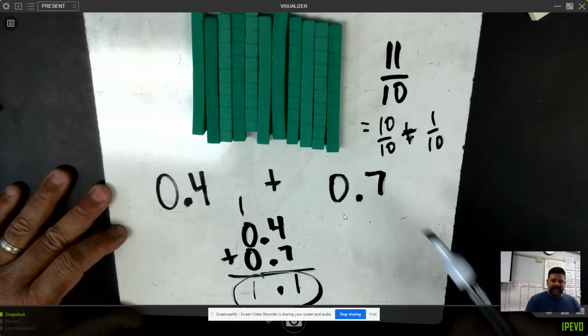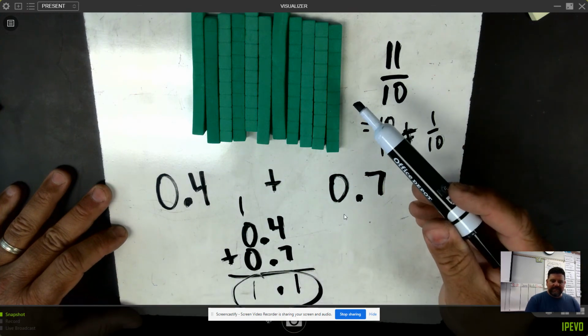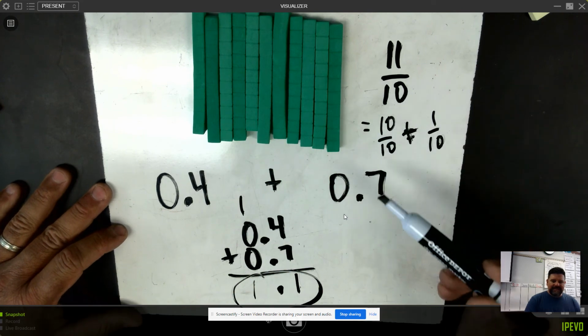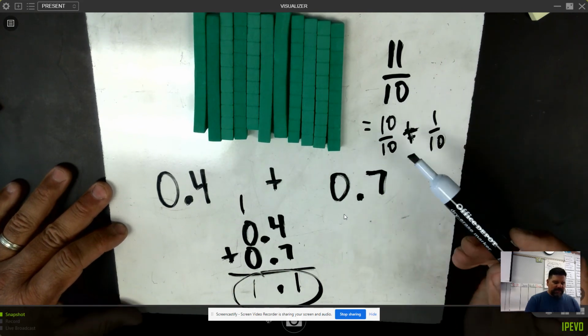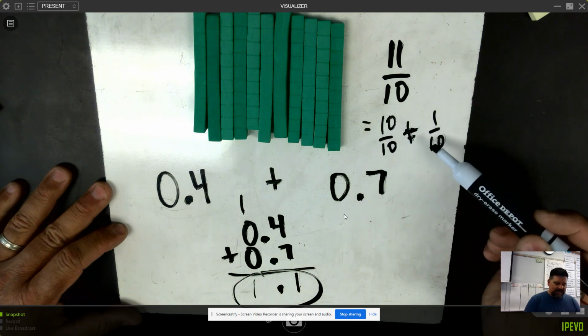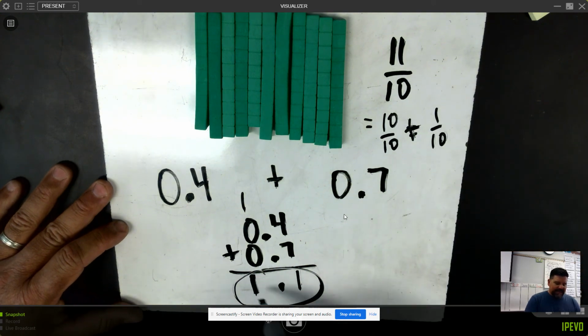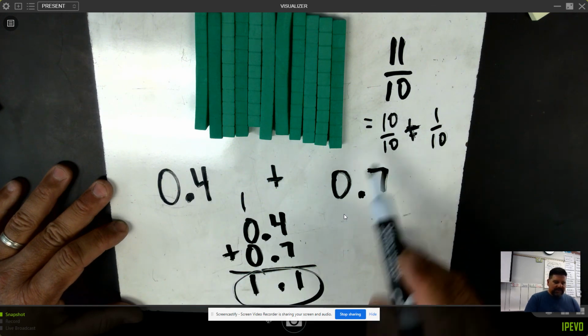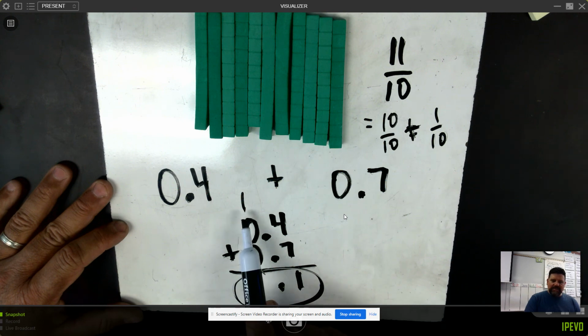When we're adding decimals, we can use pattern blocks. And when we use those pattern blocks and combine them, we might need to regroup. 11/10 regroups into 1 whole and 1/10. I need to make sure that I put that decimal in the proper place value, which is the tenths. And I need to make sure that I regroup that 1 whole to the proper place value, which is the ones.